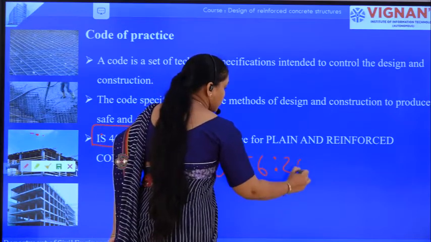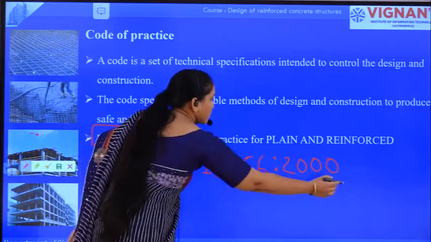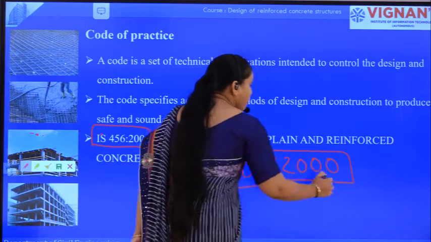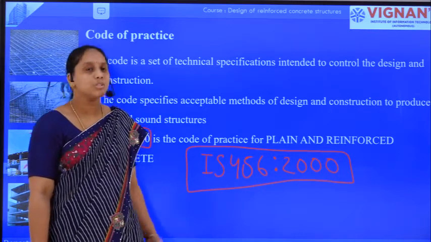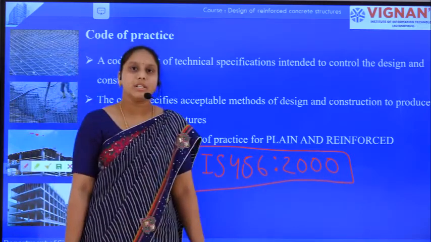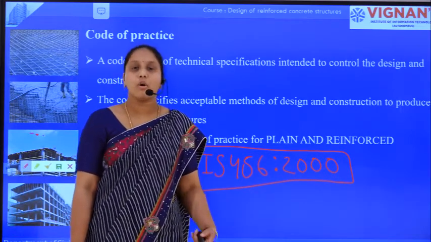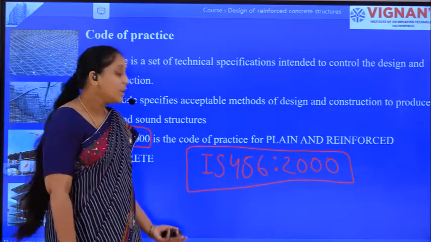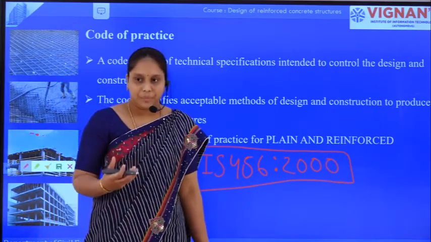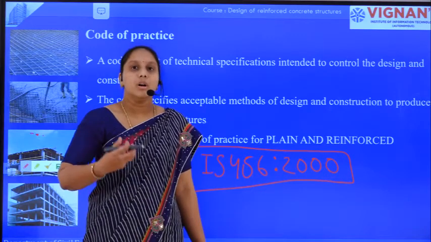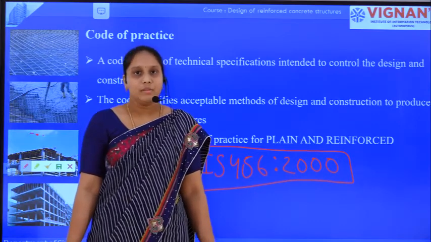IS 456 2000. IS here is the Indian Standards. IS 456 2000 is the code we have to follow for the design of structural members like beams, columns, slabs, footings. For all those things we are going to follow this code. In the further lectures we are going to design all the structural members, following the particular code IS 456 2000. We are going to consider all the technical procedures, all the equations and all from that particular code book only, and we are going to design the structural members.